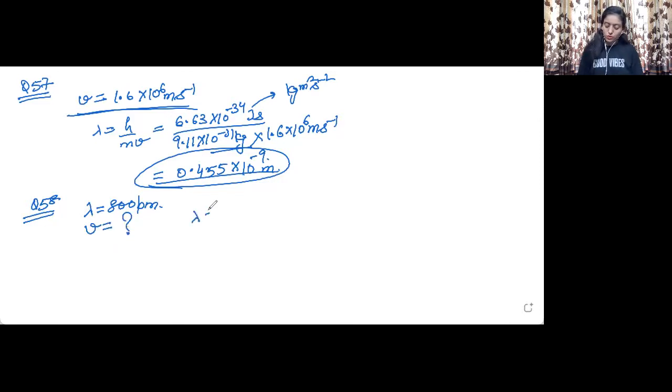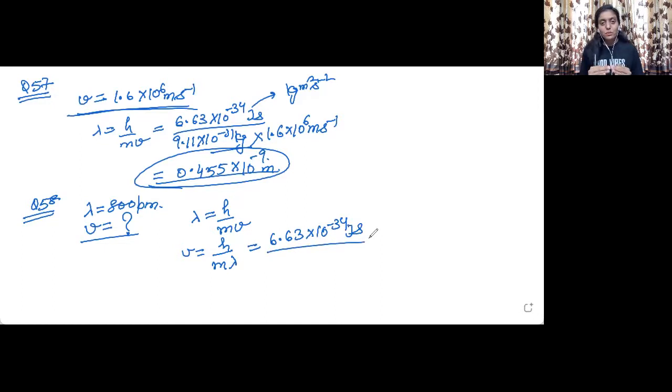Now here again, we will be using the de Broglie relationship, because it is not only for electrons, it is for all microscopic particles. So we need to calculate h upon m lambda. h is 6.63 into 10 raised to the power minus 34 joule second, upon mass. Here we need the mass of the neutron. Do not make the mistake of putting the mass of electron here, because we have the habit of writing the mass of electron again and again.